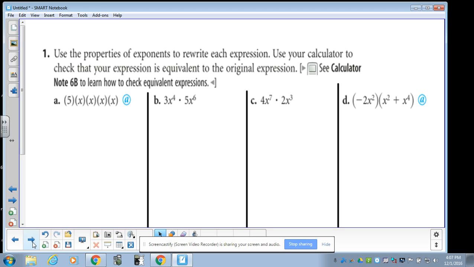Number 1, use the properties of exponents to rewrite each expression. Use your calculator to check that your expression is equivalent to the original expression. Now, we're not going to use our calculator to do that at this particular time, but we will talk about that later on, but not in this video. So we're just going to rewrite it. Let's look at B first.